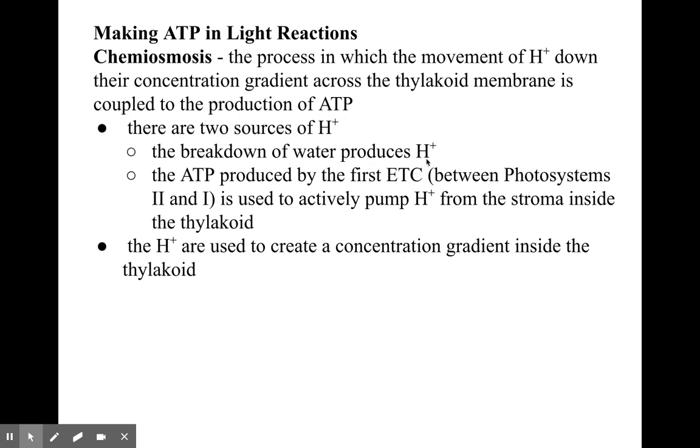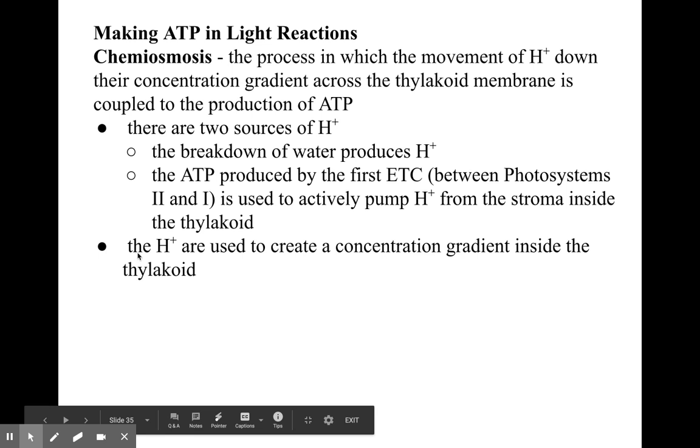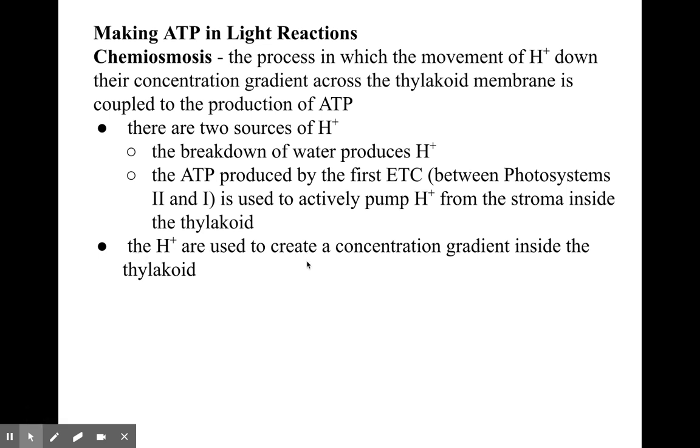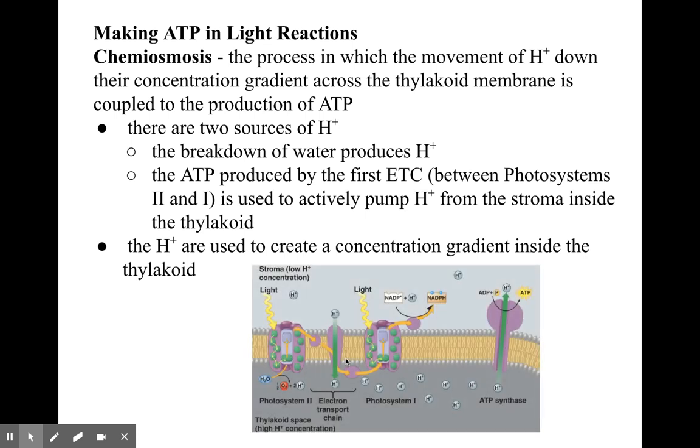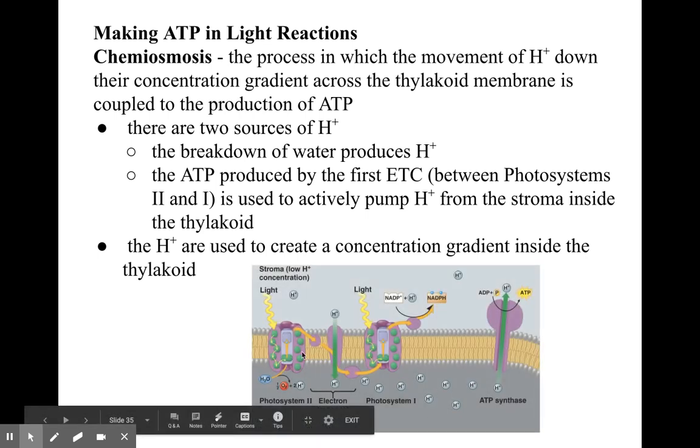So there are 2 sources of the hydrogen ions. 1, when we break down the water, we made hydrogen ions. And 2, ATP is first produced by the electron transport chain because it is pumping hydrogen ions from the stroma into the thylakoid. So the hydrogen ions create a concentration gradient inside the thylakoid. So this is what we're talking about here.